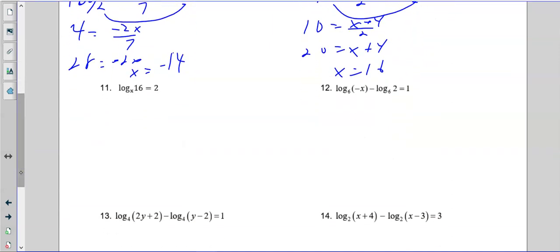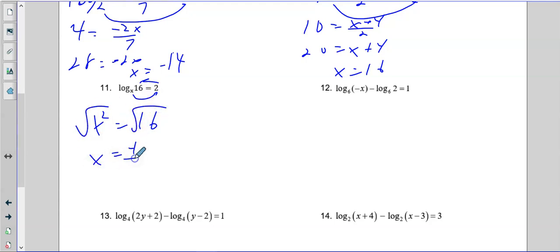Number 11. Not much to do there. Boom. X to the 2 equals 16. Square root both sides. X equals plus or minus 4. But we check. X equals 4. Negative 4 is extraneous. Negative 4 doesn't work, but positive 4 does.